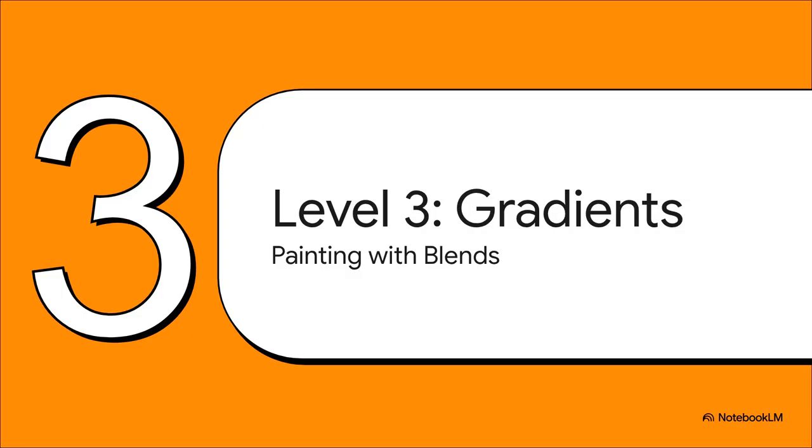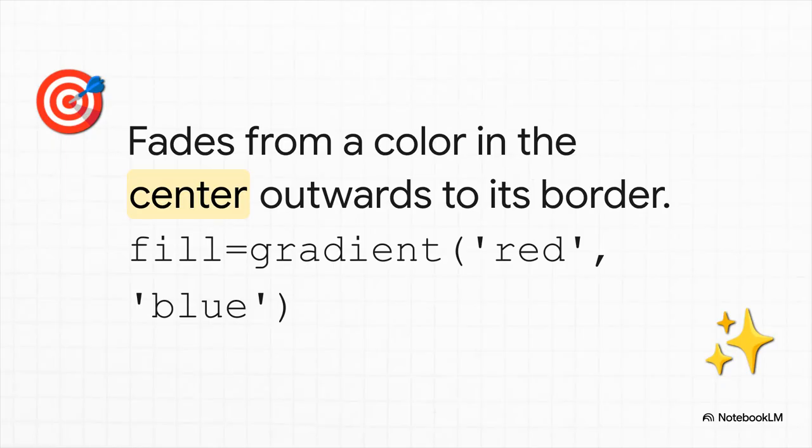All right, you've totally mastered solid colors, but now it's time to learn how to blend them together for some seriously professional artistic flair. Welcome to the world of gradients. First up, we've got the radial gradient. By just listing 2 colors in the gradient function, you create this really smooth circular blend. It fades from the first color in the center out to the second color at the edges. It's perfect for like a glowing effect or a sunburst.